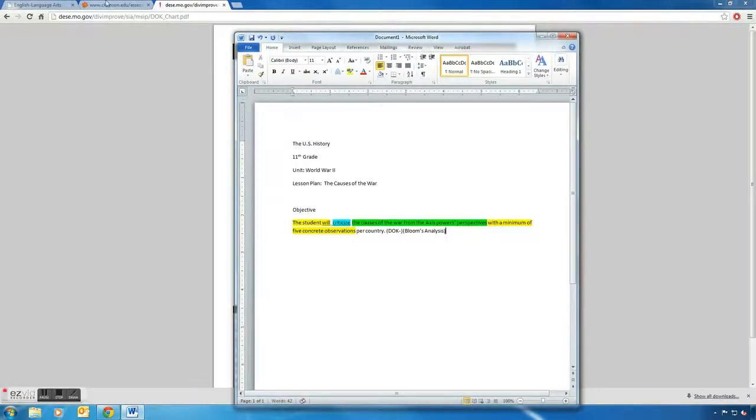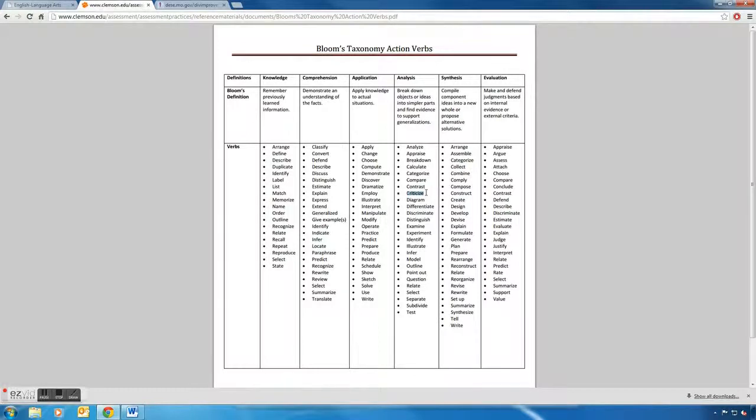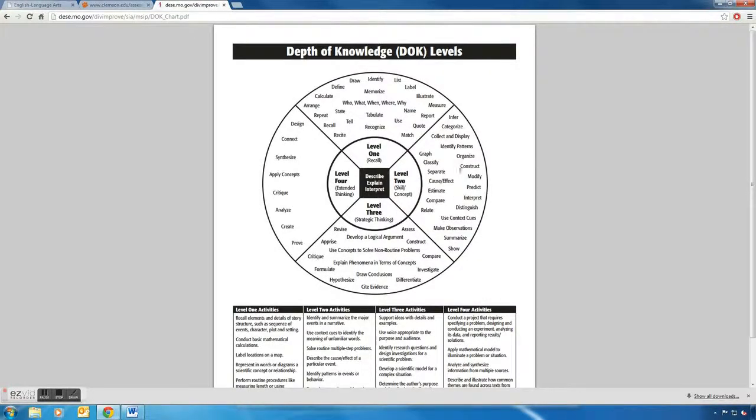So now I need to find what DOK level this is. I know this is criticize, under the analysis Bloom's taxonomy verb. So this is a 4th level up objective. So let's see if we can find criticize in the DOK level. And sometimes these verbs are not there. So as you'll see, I got critique, and that's over here as well.